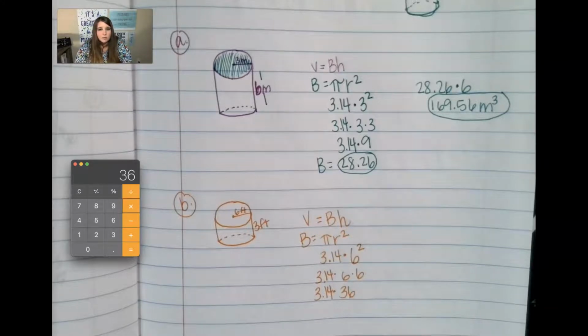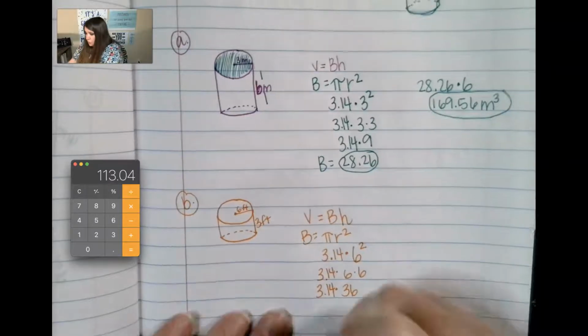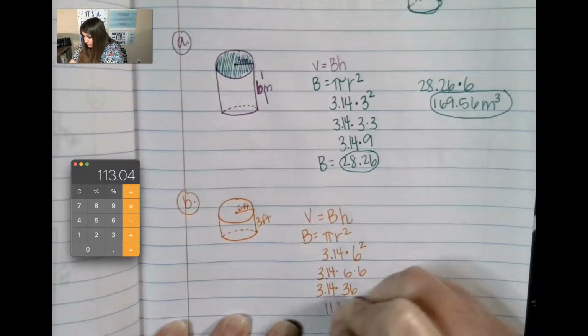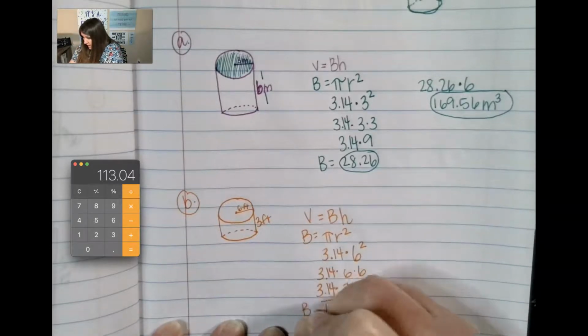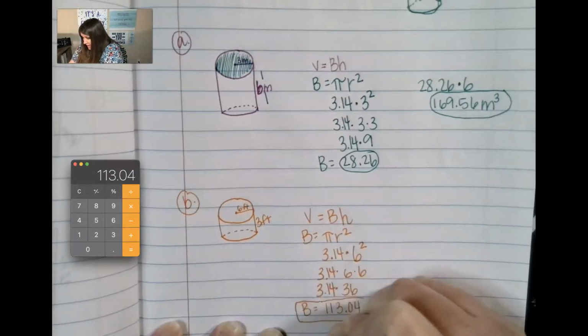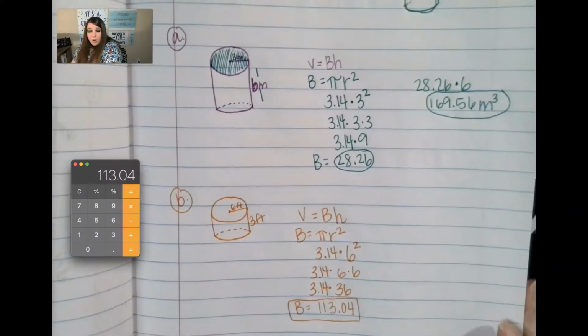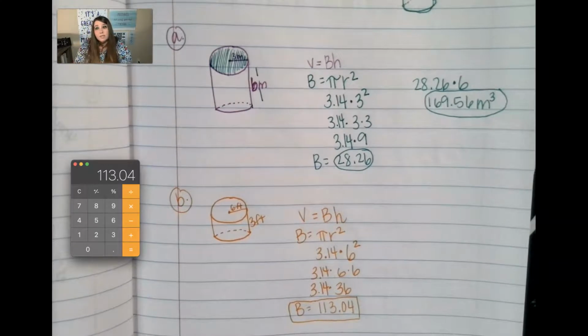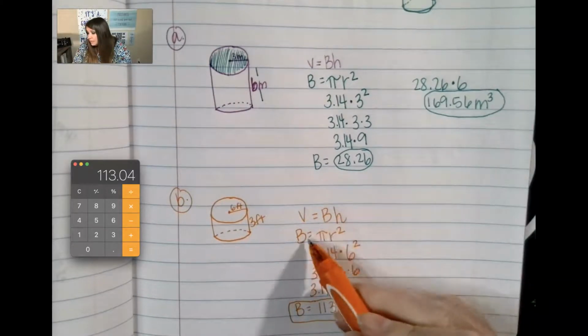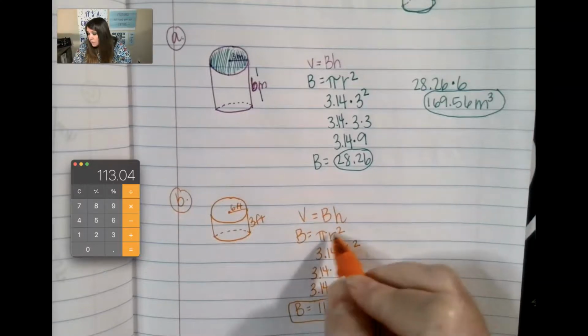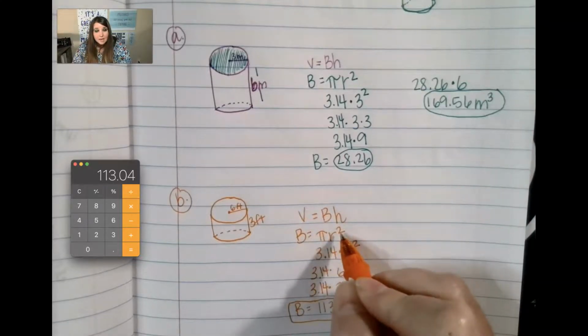So 36 times 3.14, and that gives us a total of 113.04. So the area of the base equals 113.04. But we still have to multiply this by the height because the formula says area of the base times the height. All we've done is found the area of the base of the can.